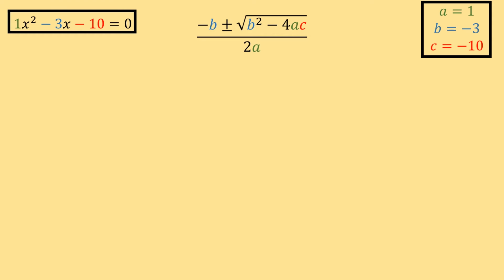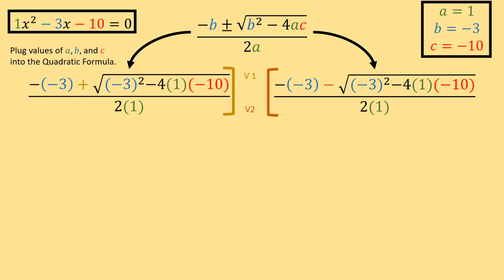Now, remember that the quadratic formula is negative b plus or minus the square root of b squared minus 4ac all over 2a. Our first step is to plug a, b, and c into the quadratic formula. Notice we have two different values here, one where we use the plus sign for the plus minus and one where we use the negative sign for the plus minus.